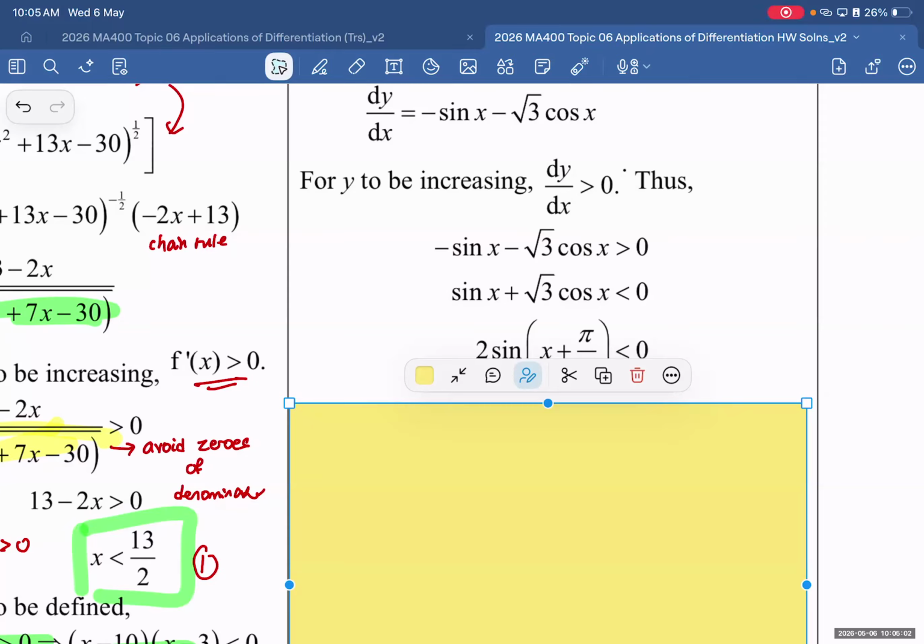But let's say I look at an equation, sine x plus square root 3 cosine x equals 0. Sine x equals negative square root 3 cos x. Sine x over cos x equals negative square root 3. Tangent x equals negative square root 3. And then I solve. Is this alright? This is alright, because there's no inequality sign and you're not worried about the sign switching. But for this, you need to be careful because the sign can swap.